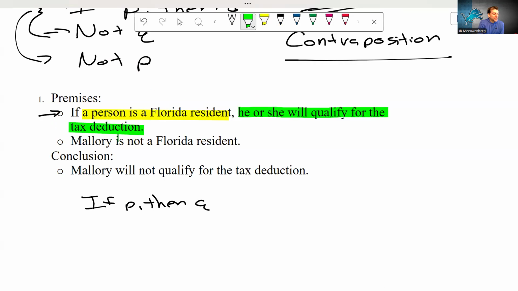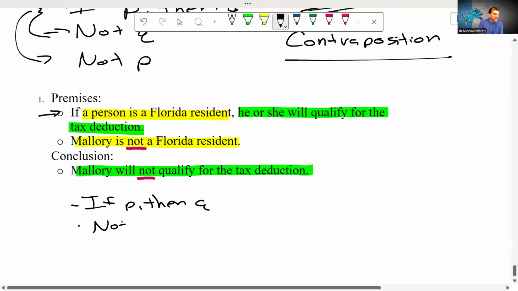So the second premise has to do with the P. A person is a Florida resident. Mallory is not a Florida resident. However, it's the negation of that. The conclusion is Mallory will not qualify for the tax deduction. Not. So what line of reasoning was used here? If P, then Q. The second point was not P. And the conclusion then was not Q. Is that a logical line of reasoning?